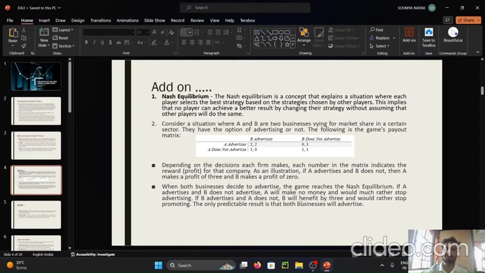So here we have a scenario. This scenario tells us that A and B are two businesses vying for market share in a certain sector. As you see here, depending on the decision that each firm makes, each number in the matrix indicates the reward for the company. As an illustration, if A advertises and B doesn't, then A makes a profit of 3 and B makes a profit of 0.